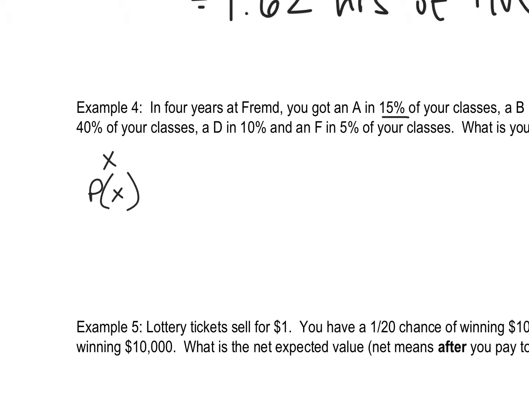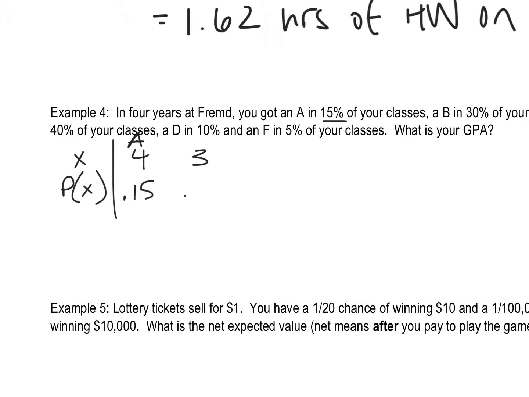So the A category, the probability is 15%. So an A is 4. That's what an A is. You can put an A, but I need a number in order to do my calculation. I got an A in 15% of my classes. I got a B in 30% of my classes. I got a C in 40. I got a D in 0.1, and I got an F in 0.05.